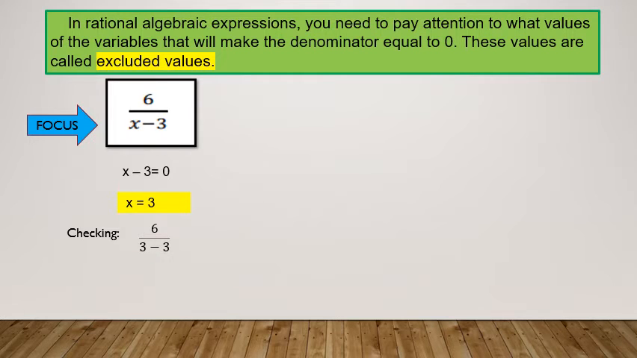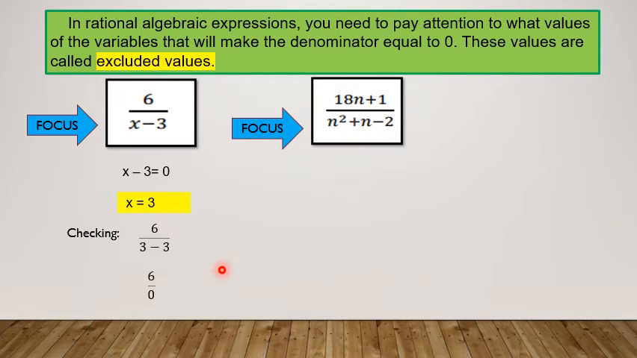And then let's check. 6 over 3 minus 3. We have the value for x, which is 3. Then substitute that into x. So 3 minus 3 becomes 0. So this is 6 over 0.